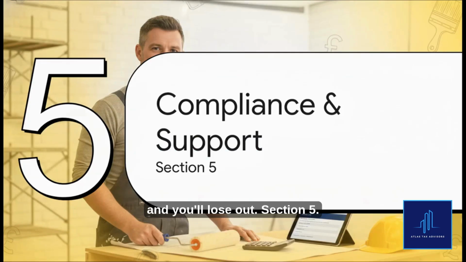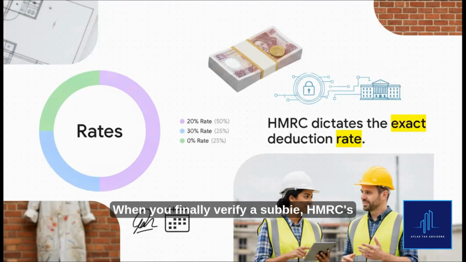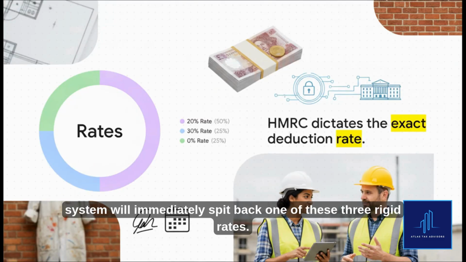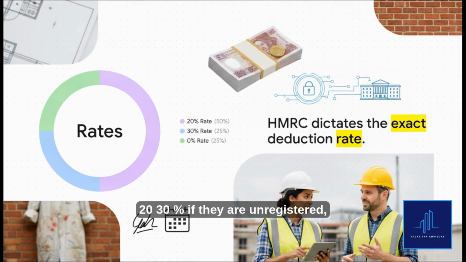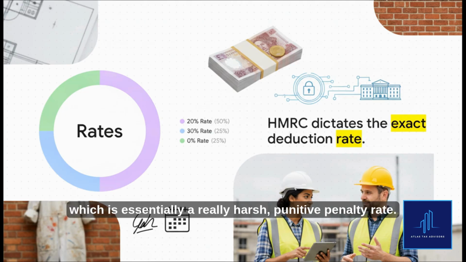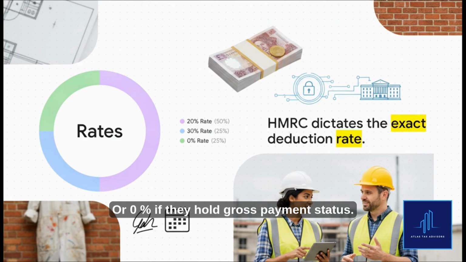Section 5. Compliance and ATA support. Here is how we can actively protect your business. When you finally verify a subby, HMRC's system will immediately spit back one of these 3 rigid rates: 20% if the subcontractor is registered and verified, 30% if they are unregistered, which is essentially a really harsh, punitive penalty rate, or 0% if they hold gross payment status.